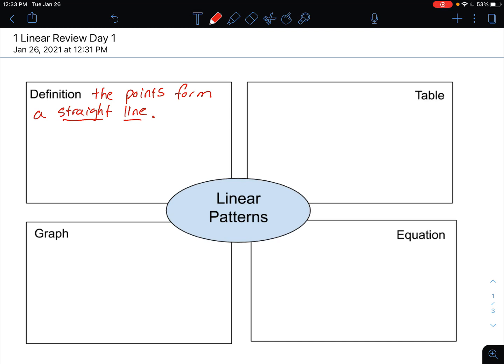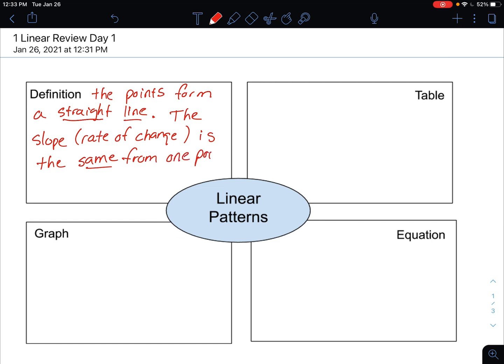All right. And then, within that, we can also talk maybe about the slope or rate of change, because that's kind of crucial. So the slope, which is sometimes referred to as the rate of change, where slope is the steepness of the line, we'll talk about that again, is the same from one point to the next.